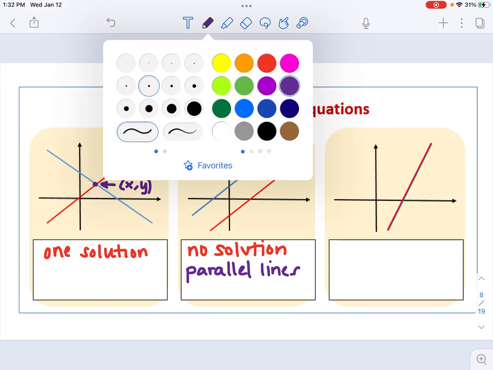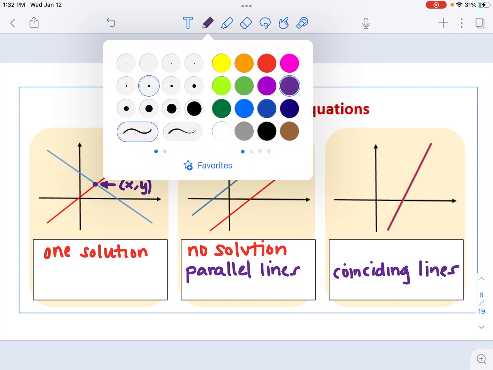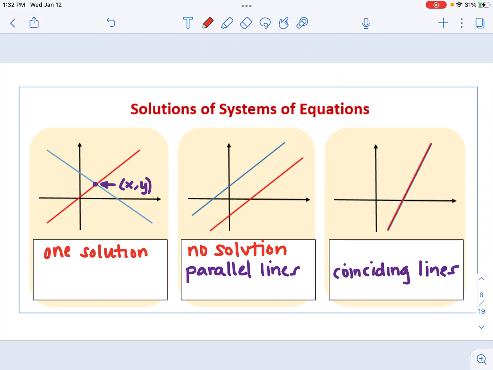Finally, we have a set of, what do we call these? Do you remember? Good, coinciding lines. What do you think about the solution set here? Good, this would have infinitely many solutions. And this has infinitely many solutions because no matter what point we choose on either line, it will satisfy either equation. Visually, we see that there are infinitely many ordered pairs or coordinate points that show up on both lines.